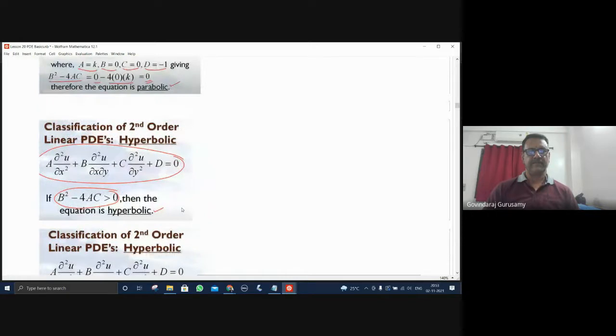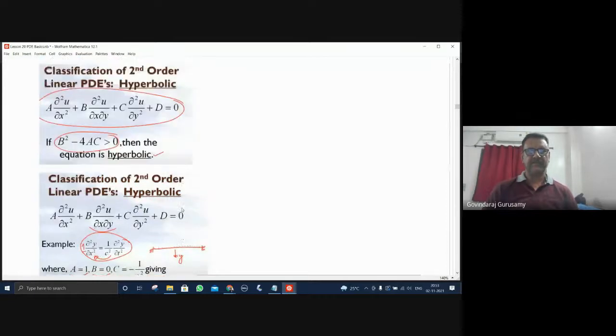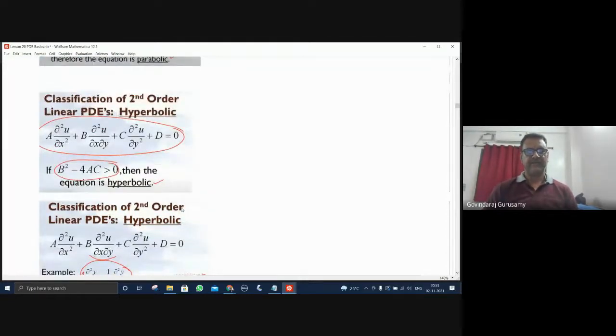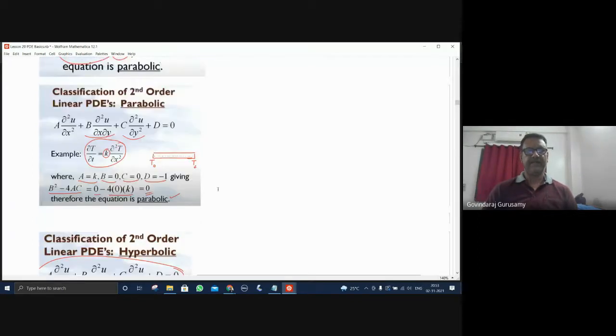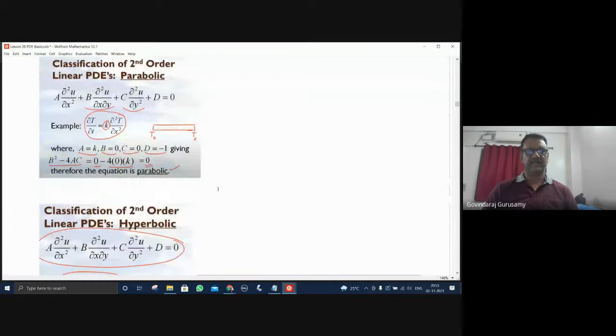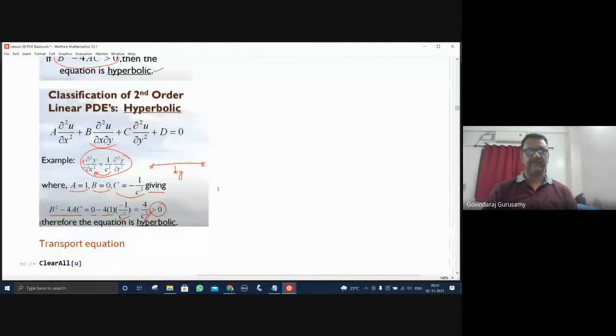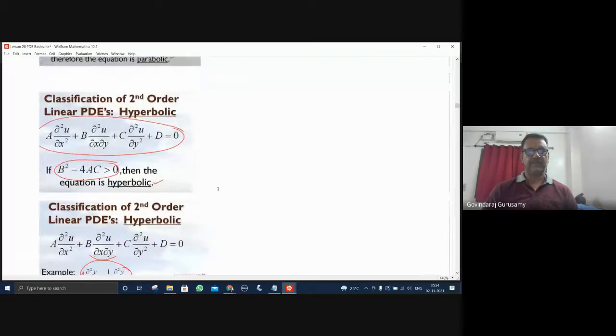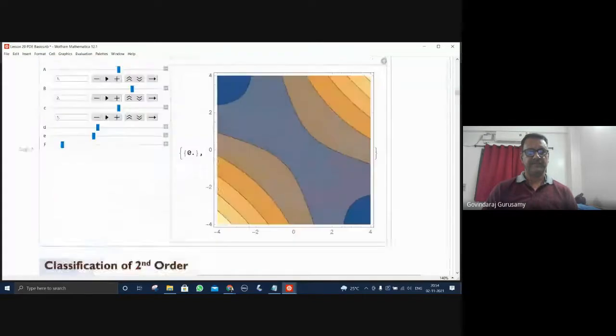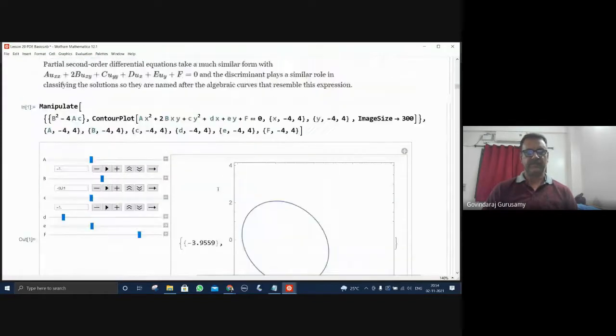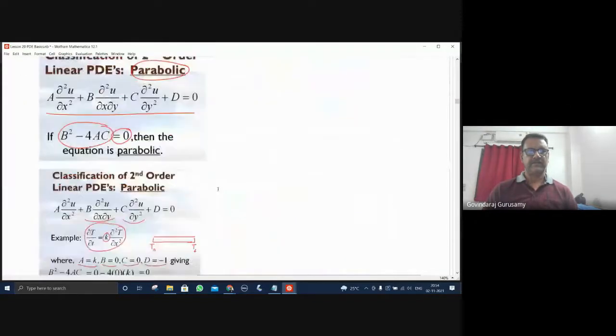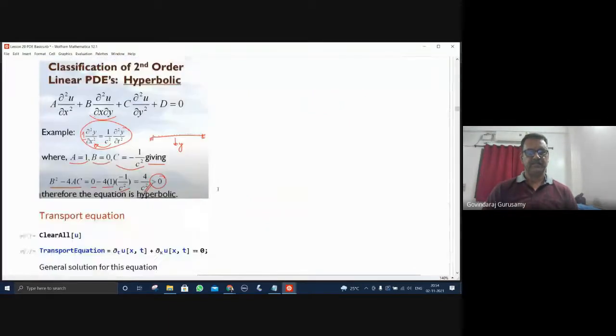Okay, I believe the classification is clear for you, and I hope there should not be any fear in saying whether the given equation is of hyperbolic, parabolic or elliptic type, at least for the classical PDE equations. Okay, fine. I hope this is clear as an introduction to these PDE equations and their classification.